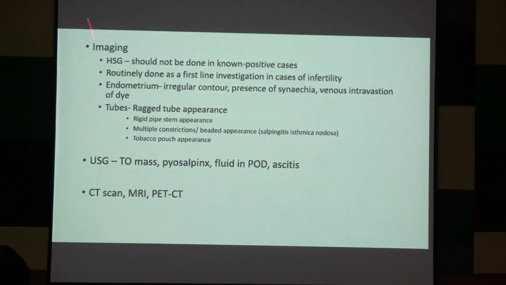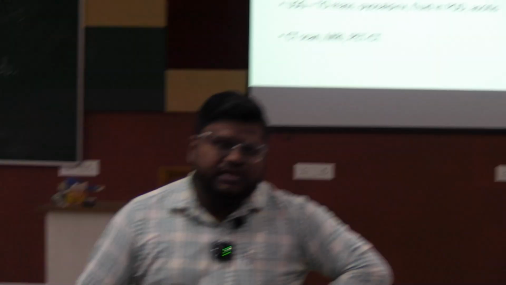This is important for you. HSG and laparoscopy. Ideally, HSG is contraindicated in any active case of tuberculosis. But for infertility patients, we do HSG. There, inadvertently we diagnose that this patient has tuberculosis.